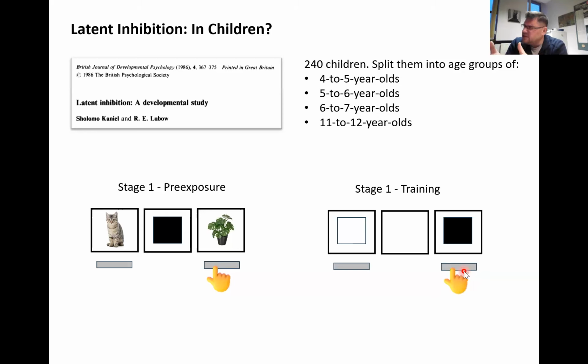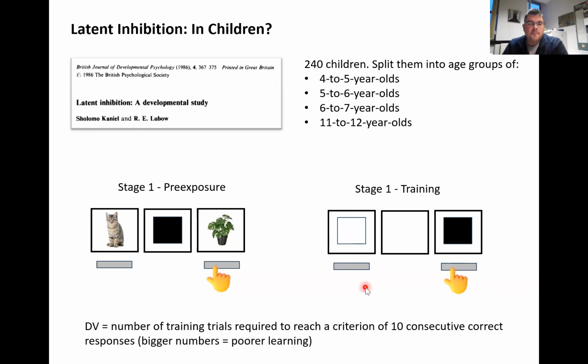For young children, I think this was marbles. For older children, this was verbal reward. So here, this particular group of participants, for example, have to press the button underneath the pre-exposed stimulus. Another group of children, for example, would have to press the button underneath the novel stimulus. And the dependent variable that they measured was the number of training trials required to reach a particular criterion. In this experiment, the criterion was 10 consecutive correct responses. So in the graphs I'm going to show you in just a moment, larger numbers mean poor learning.